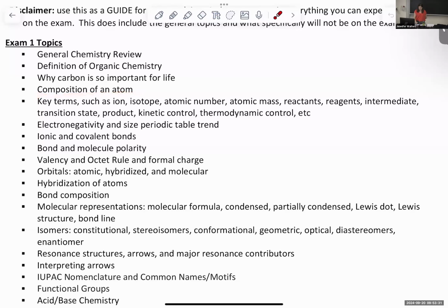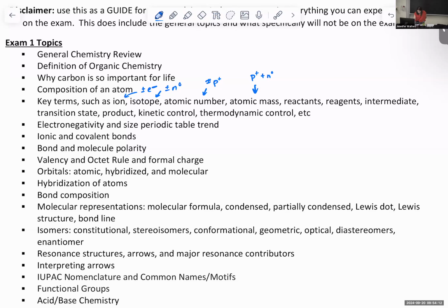We need to know the composition of the atom, that your protons and your neutrons are in the middle, your electrons are on the outside. The key terms are ion, isotope, atomic number, atomic mass, reactants, reagents, intermediates, transition state, product, kinetic control, thermodynamic control. All of those words that I said, you need to know all of them, right? So the ion is that plus or minus electrons. Your isotope was that plus or minus neutrons. Your atomic number was the number of protons, and that was always going to be in the lower left-hand corner. Your atomic mass is your protons plus neutrons, and that's in the upper left-hand corner.